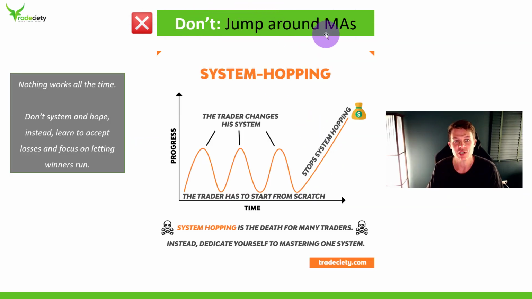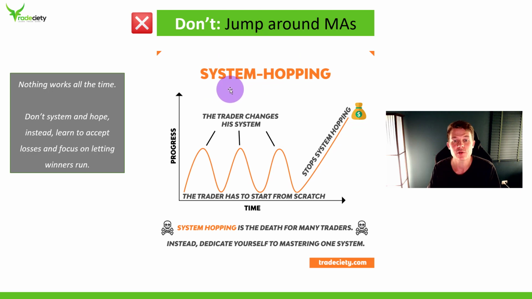Next, you don't want to jump around moving averages. It's very important to understand that nothing works 100% in trading. Everything will work sometimes, but obviously everything will also fail at other times. So what I've seen many traders struggle with is system hopping. So you may start using the 8 period moving average, and then you maybe have a winning trade, maybe 2 winning trades, but then there are maybe 2 or 3 losing trades coming around.